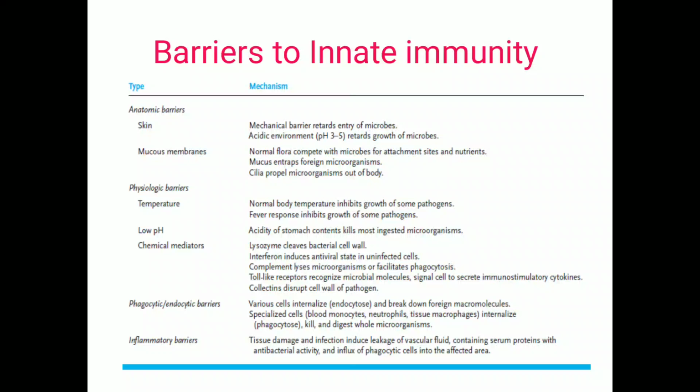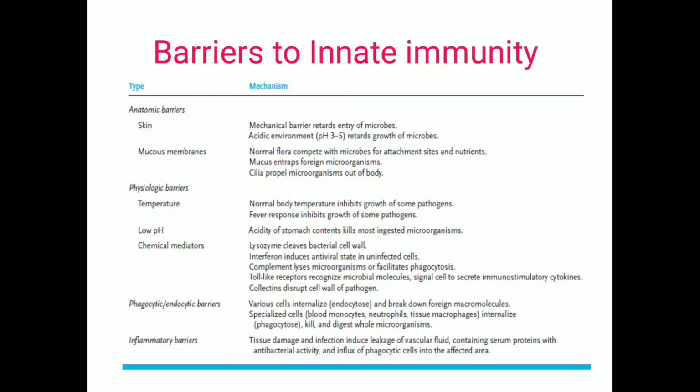Now coming to the barriers of the innate immunity. The innate immunity comprises four types of barriers: anatomic barrier, physiologic barrier, phagocytic or endocytic barrier, and the inflammatory barrier. The anatomic barrier includes skin and the mucous membrane, where the skin acts as a mechanical barrier which prevents the entry of microbes. Also, the acidic pH of sweat and the sebaceous glands having a pH in the range of 3 to 5 also prevents the entry of microbes.